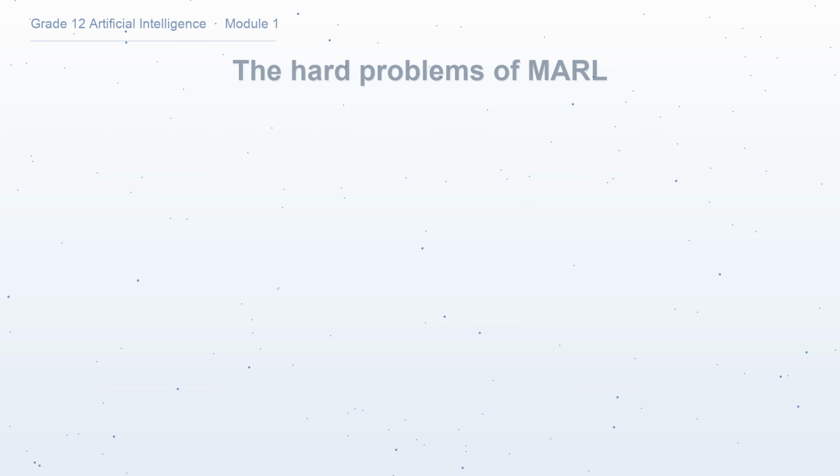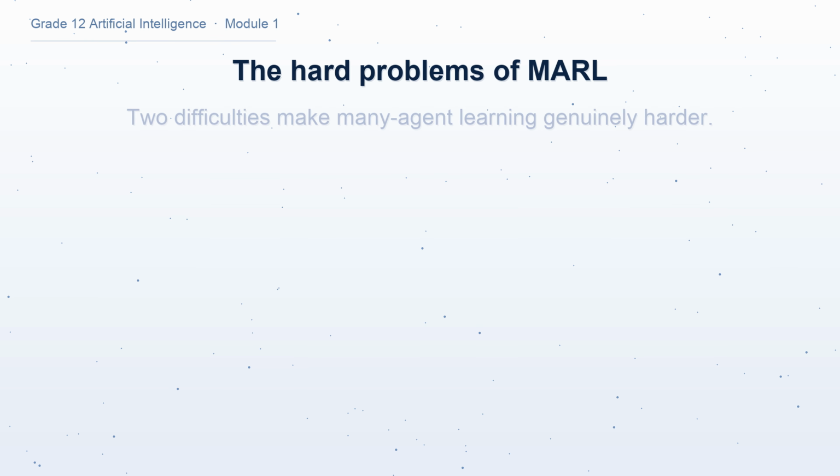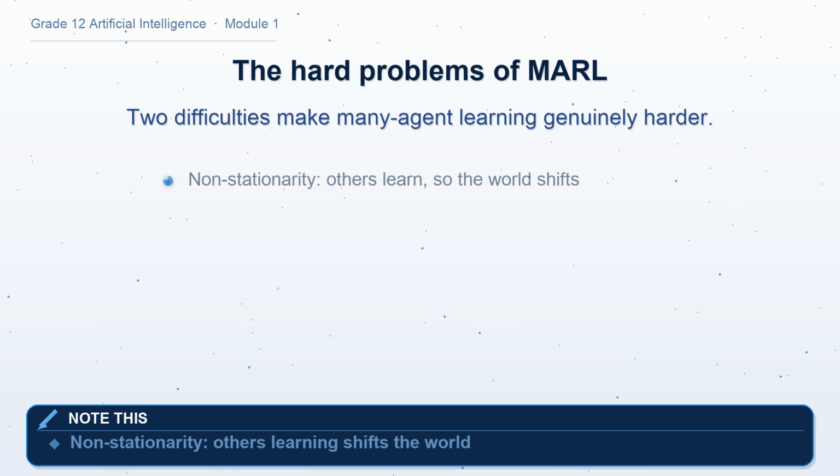Why is many agent learning so much harder than the single agent case? The first problem is non-stationarity. Because the other agents are also learning, the environment each agent faces keeps changing underneath it. A policy that was best yesterday can become poor today, simply because the others have adapted.